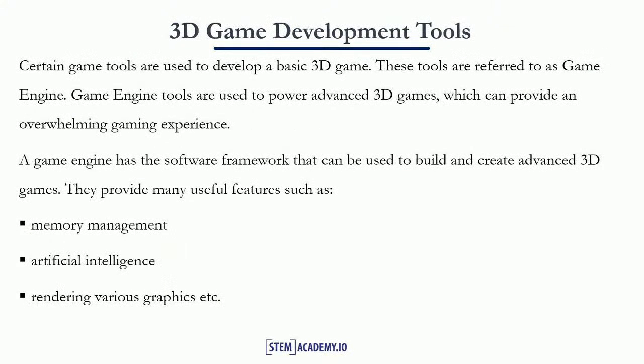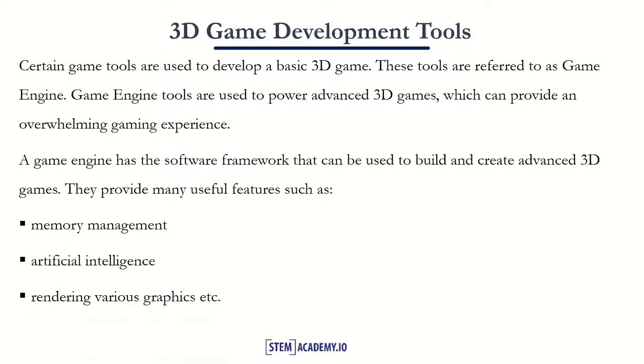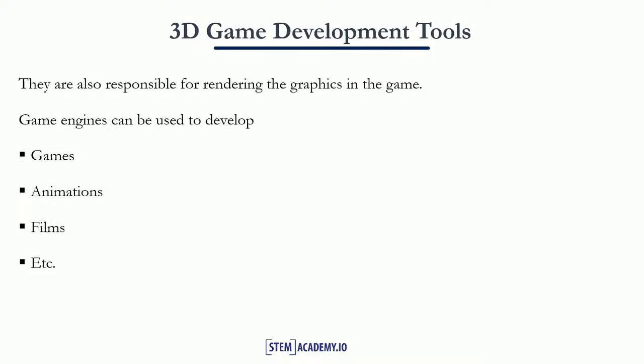Certain game tools are used to develop a basic 3D game. These tools are referred to as game engines. Game engine tools are used to power advanced 3D games which can provide an overwhelming gaming experience. A game engine has a software framework that can be used to build and create advanced 3D games. They provide many useful features such as memory management, artificial intelligence, rendering various graphics, and other parts. They are also responsible for rendering the graphics in the game. Some game engines can be used to develop games, animation, films, etc.